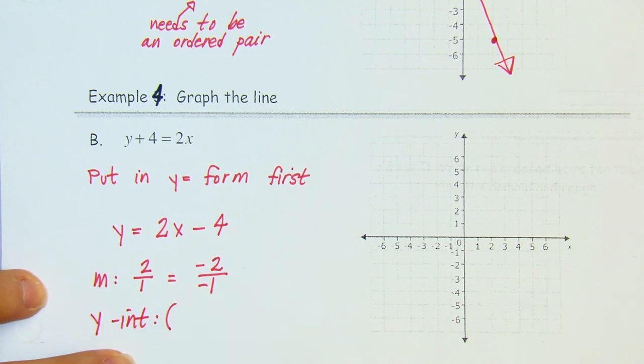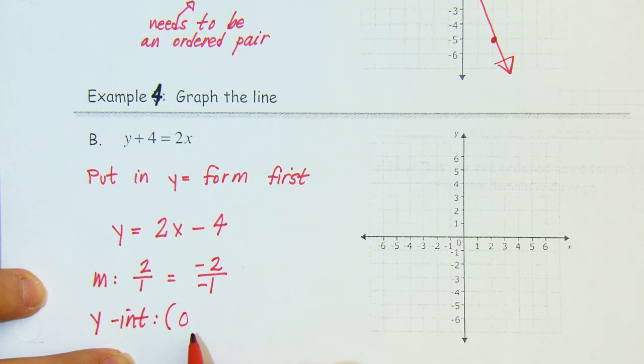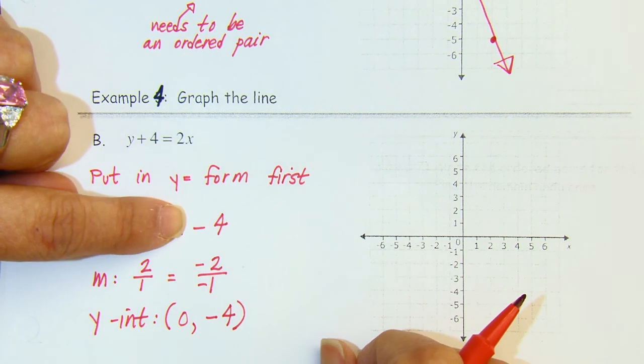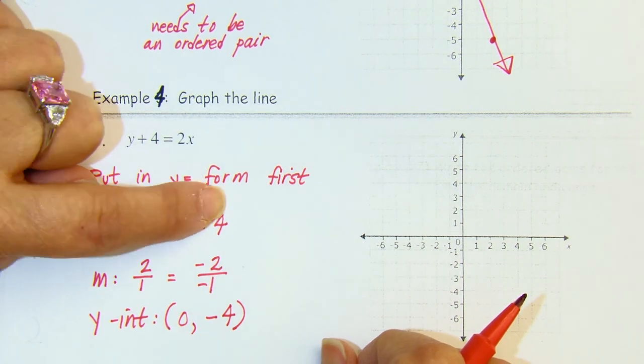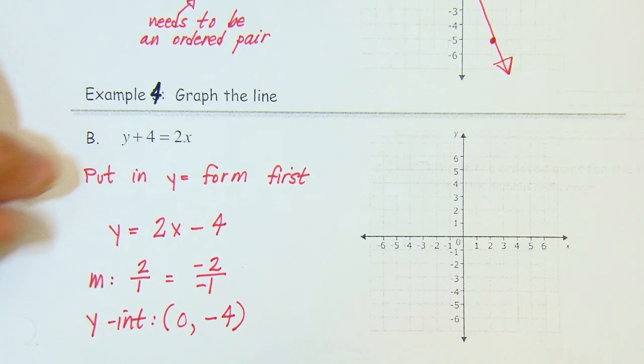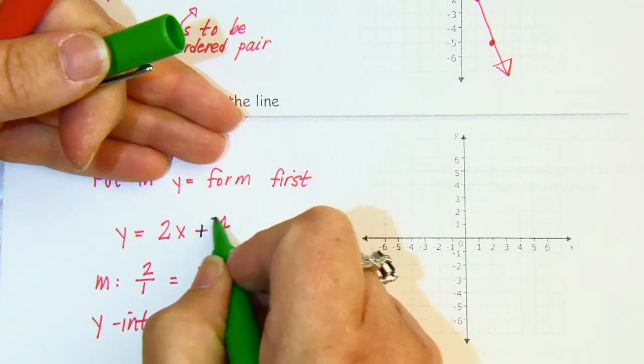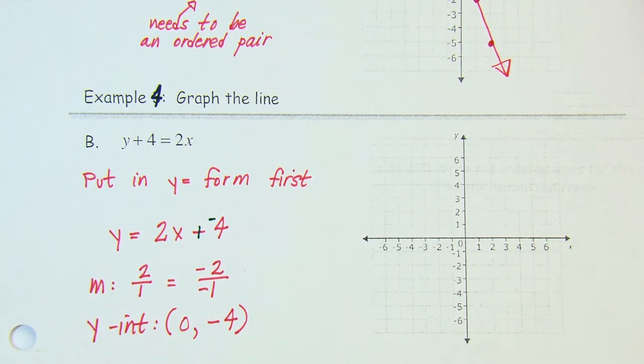The y-intercept, x would always be 0 because I'm on the y-axis. Any point on the y-axis has an x-coordinate of 0. (0, -4), and this time my y-intercept is -4, right? This sign belongs to the number. I could think of this as 2x plus -4. And so that's why the y-intercept is negative.